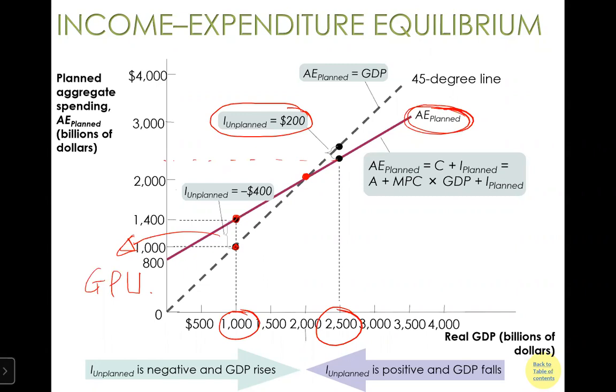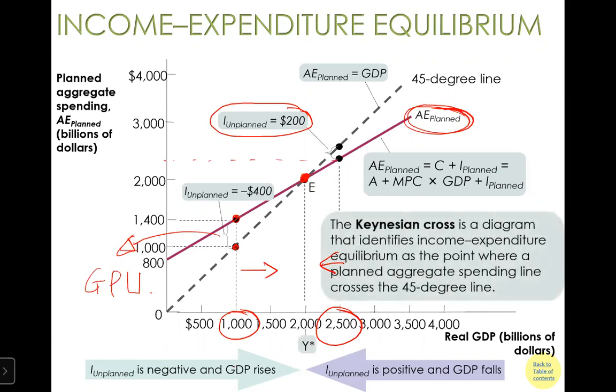We are back in order, we have new orders coming in. That just means they start to produce more. So you can see if we are on the right hand side, you're going to go to the left hand side. If you're on the left hand side, you're going to push to the right hand side until we reach here, and then we are in equilibrium.